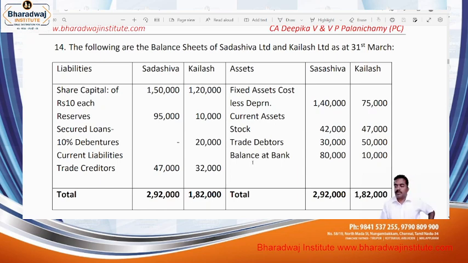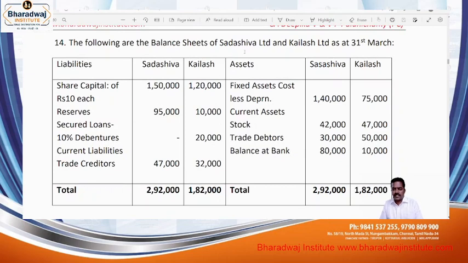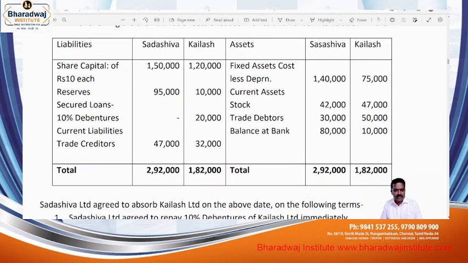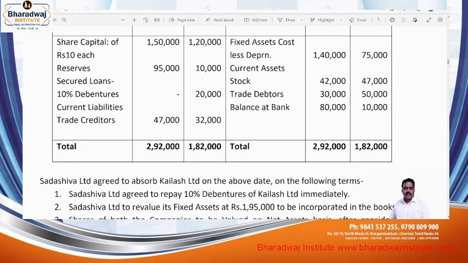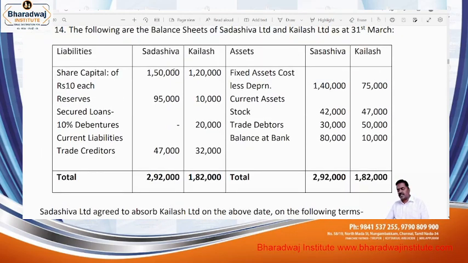We'll start with question number 14. Following are the balance sheets of S Limited and K Limited. Share capital is given as 1,50,000 and 1,20,000, reserves, secured loans, current liabilities, creditors are given. Fixed assets, current assets, creditors.